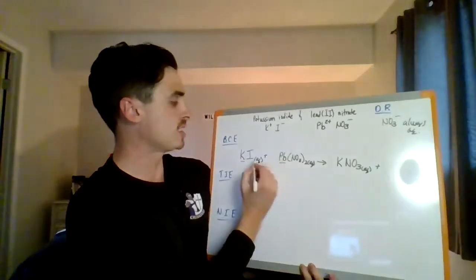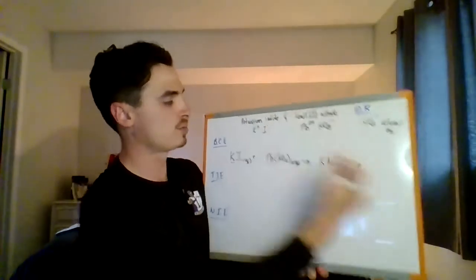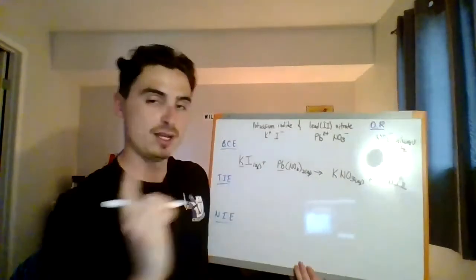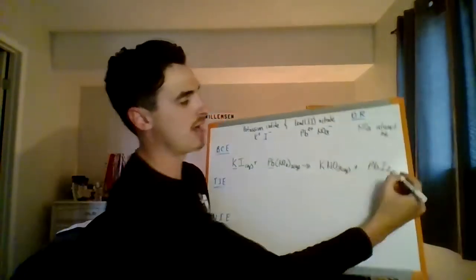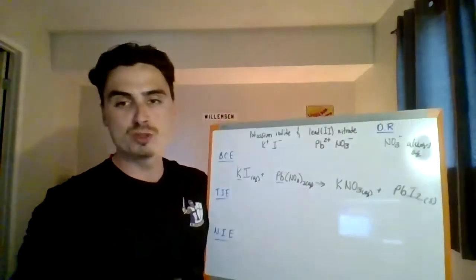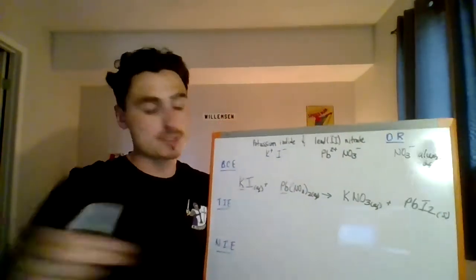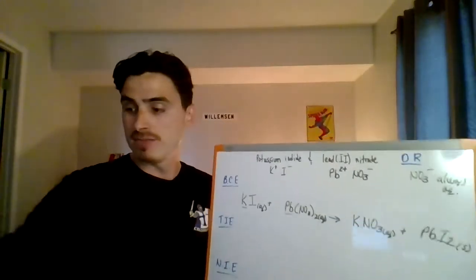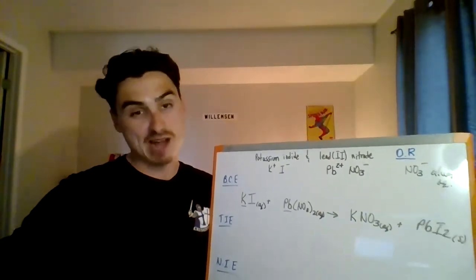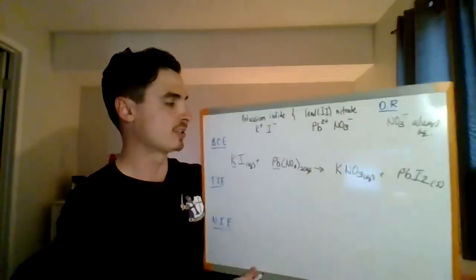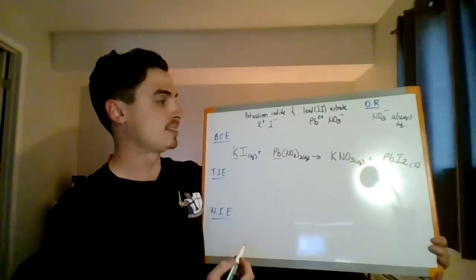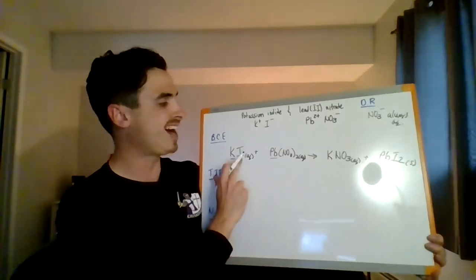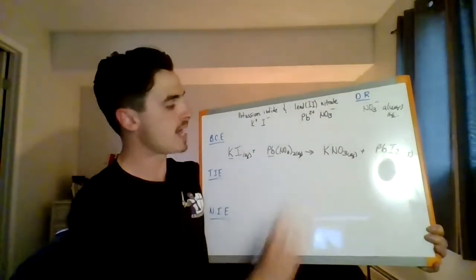And then lead is going to go with iodide, 2 plus with I minus, PbI2. In your solubility tables, guys, this is solid, which we call a precipitate. Okay, so this is my chemical equation. However, it is not balanced yet, so we have to do that. So let's take a look. I've got one potassium here, one potassium there. Great. One iodide here, two iodides here.